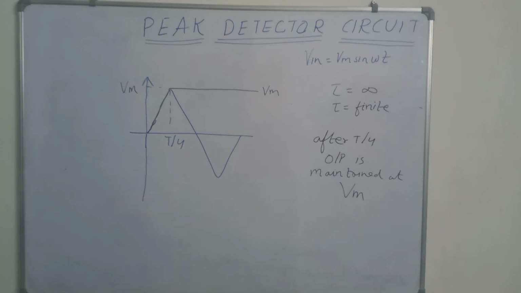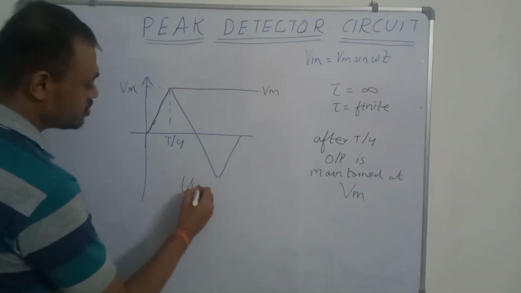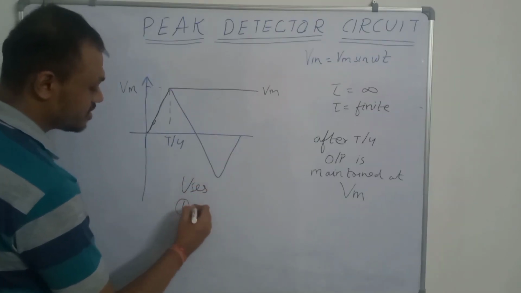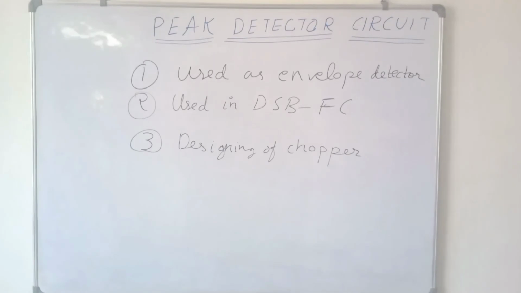The circuit is used as an envelope detector in communication systems. Its uses are, first, it is used as an envelope detector in communication systems. It is also used for recovery of the message signal in double sideband full carrier, DSB-FC, and it is used for designing of choppers in power electronics. So these are the three uses of the peak detector circuit.